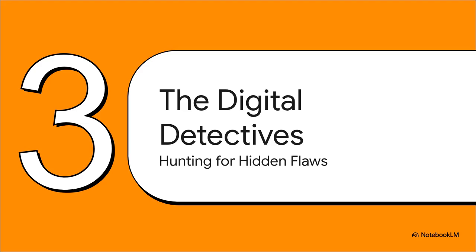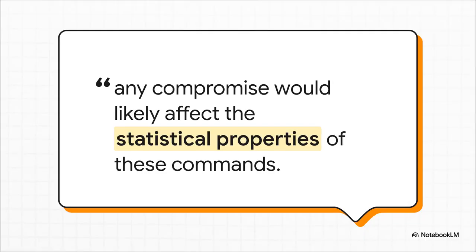All right, so the traps are set. Now, how did the blue team, the digital detectives, try to find these hidden flaws? Okay, so the blue team's whole theory rested on this one big idea, that any change, no matter how tiny, would leave behind some kind of statistical fingerprint.